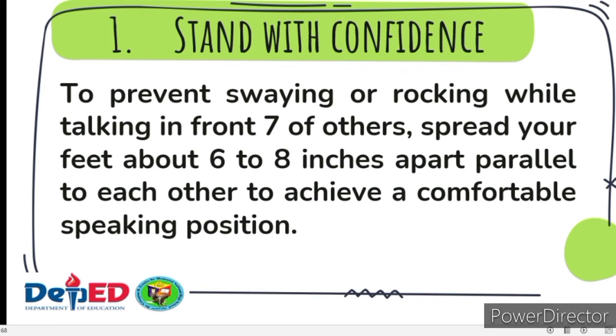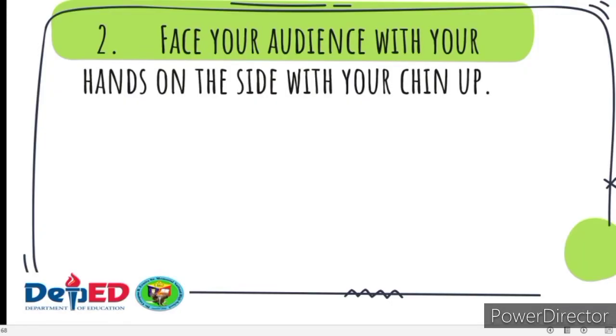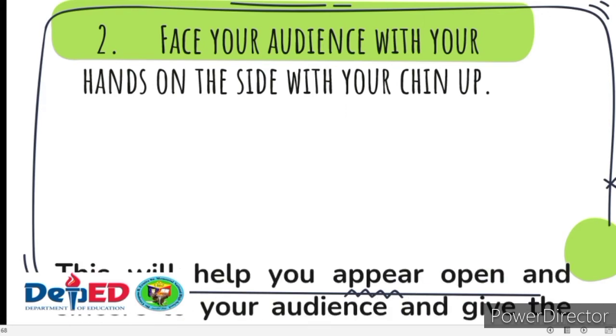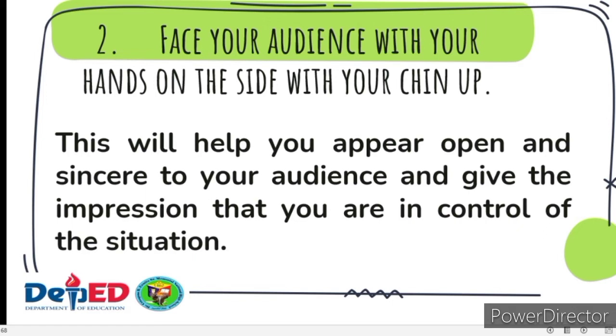To prevent swaying or rocking while talking in front of a group of others, spread your feet about 6 to 8 inches apart, parallel to each other to achieve a comfortable speaking position. Face your audience with hands on the side with your chin up. This will help you appear open and sincere to your audience and give the impression that you are in control of the situation.